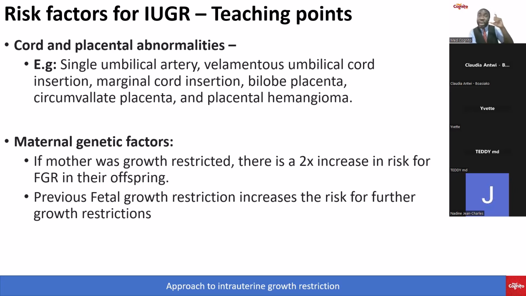So number one key home point you need to know is that if the mother had growth restriction herself, she has an increased likelihood of having a baby with intrauterine growth restriction. And previous fetal growth restriction increases the risk of further growth restriction. And that's what I said. Usually the statistics tell us that there's about a 25% risk that if a patient gave birth to a baby who had intrauterine growth restriction, the next baby can also have intrauterine growth restriction.